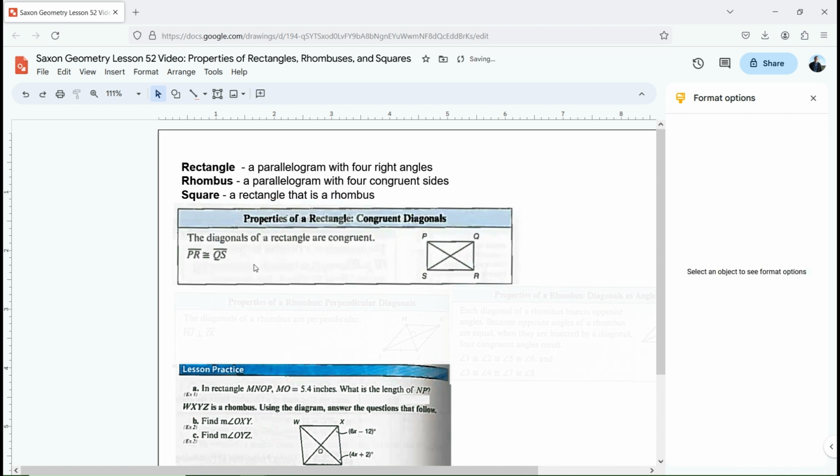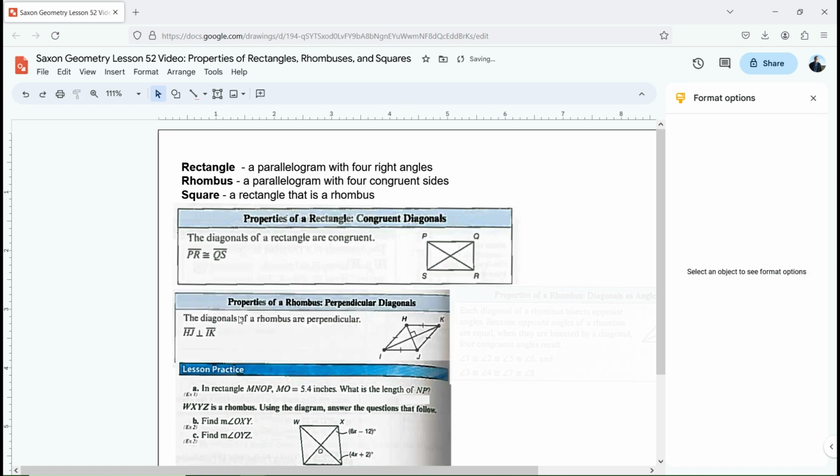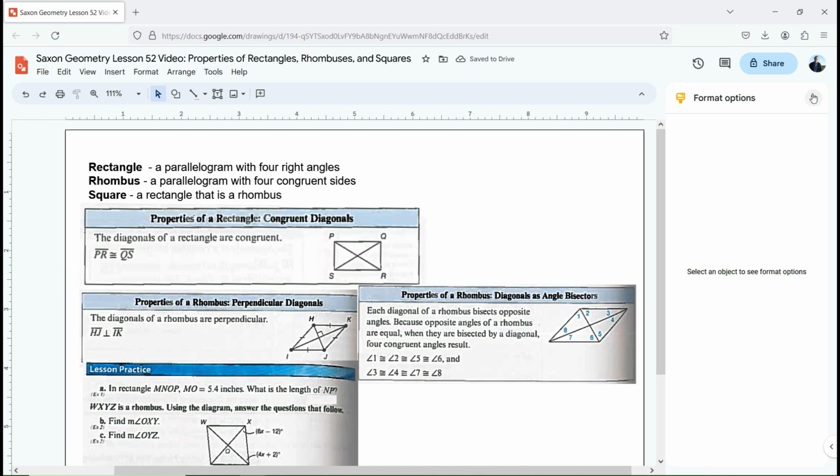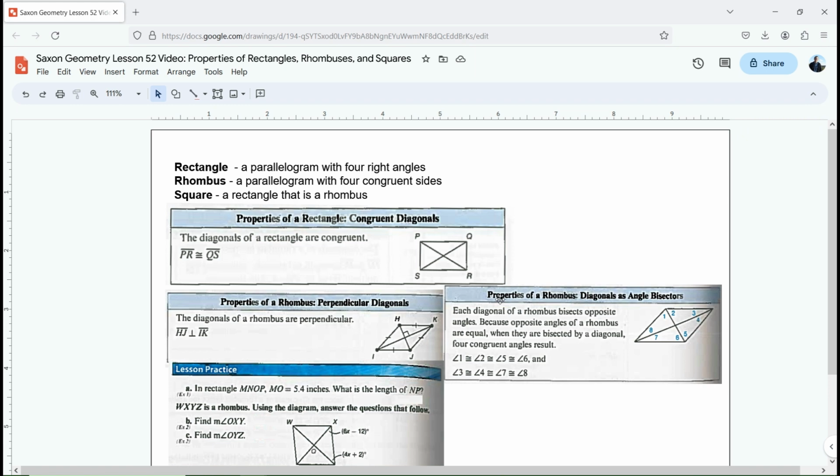First of all, a rectangle has congruent diagonals. That is not true of a rhombus. A rhombus is going to have a short diagonal and a long diagonal. In a rectangle, the diagonals are the exact same length. In a rhombus, the diagonals are going to be perpendicular to one another. And in a rhombus, the diagonals are also going to be angle bisectors. That's another important property of a rhombus. The diagonals bisect the angles where they reach the vertices.